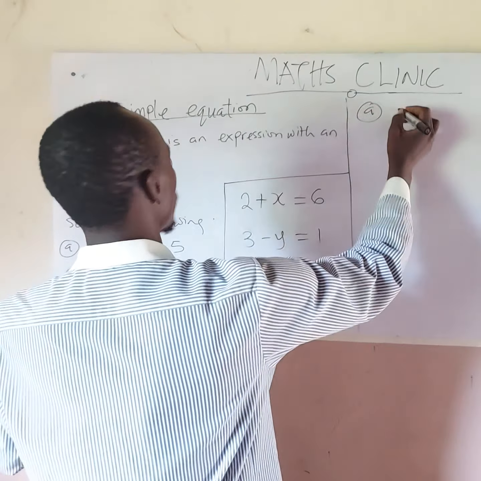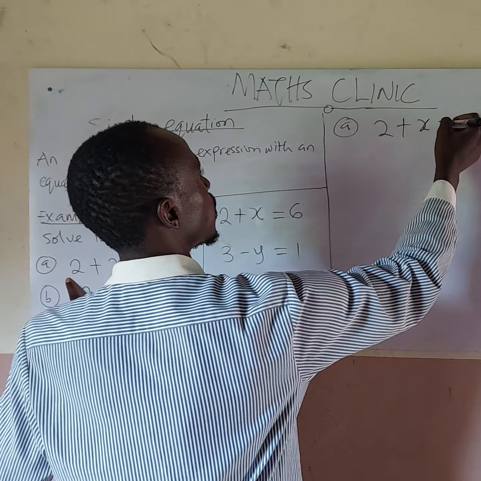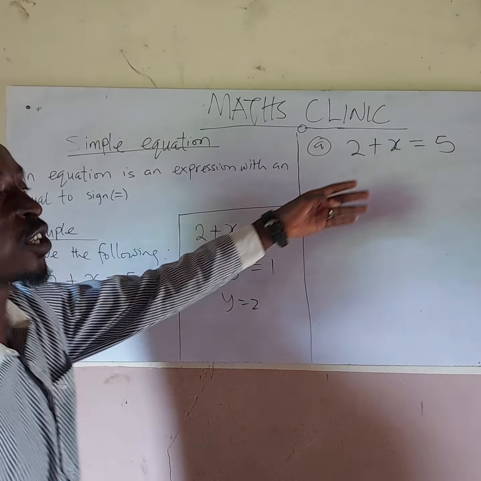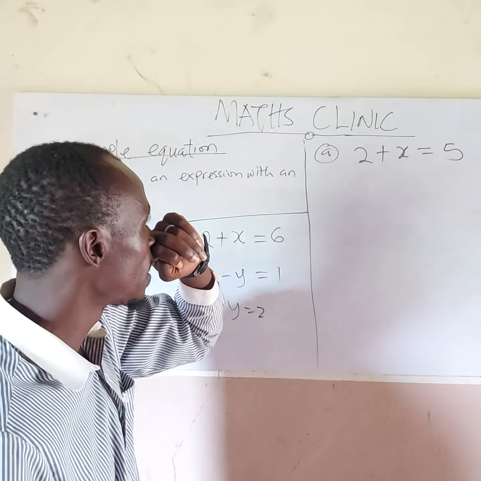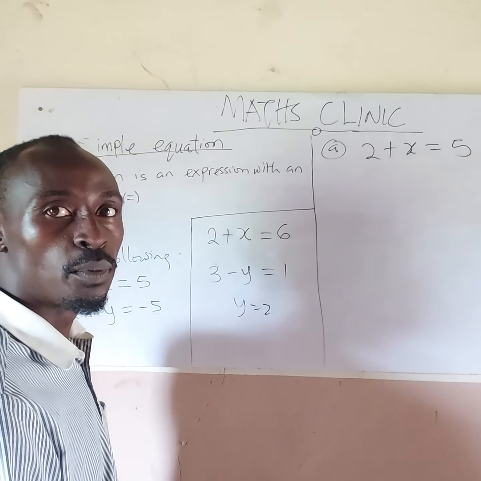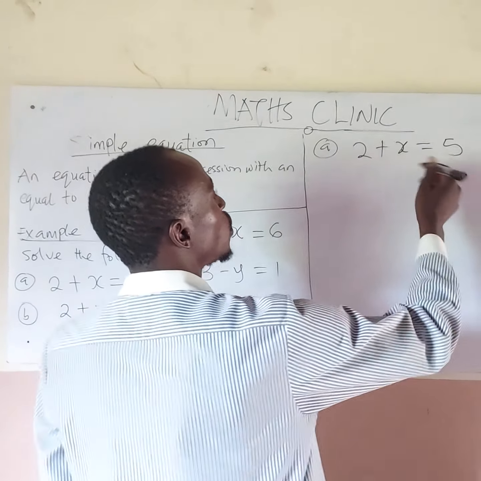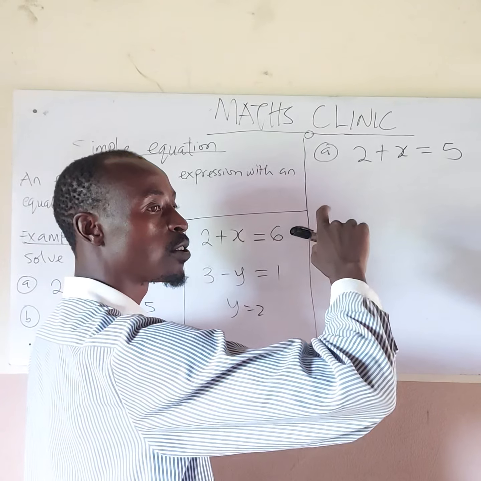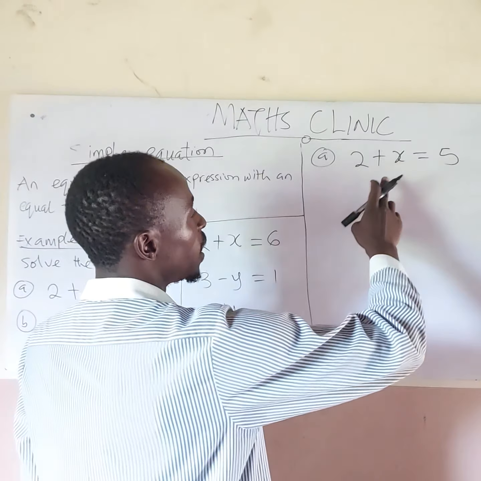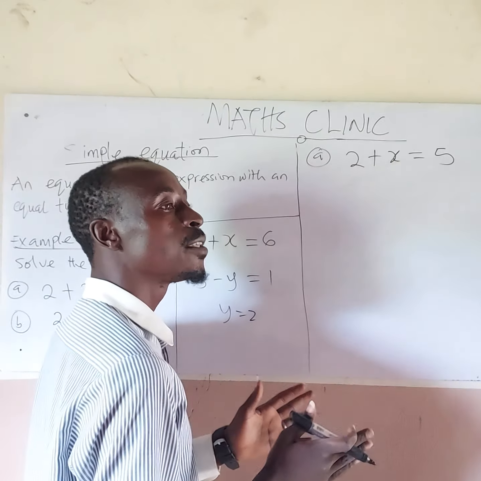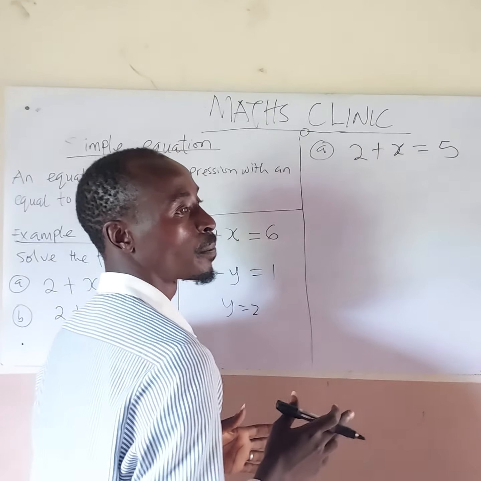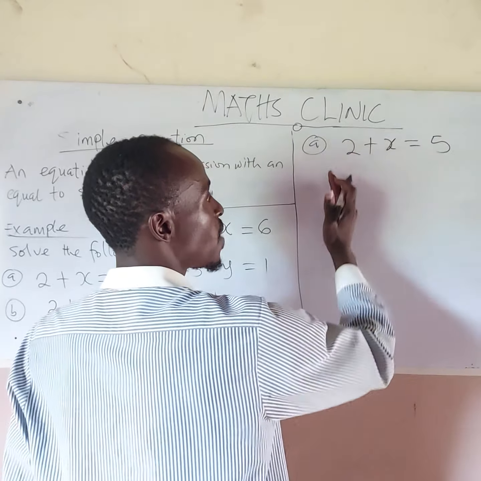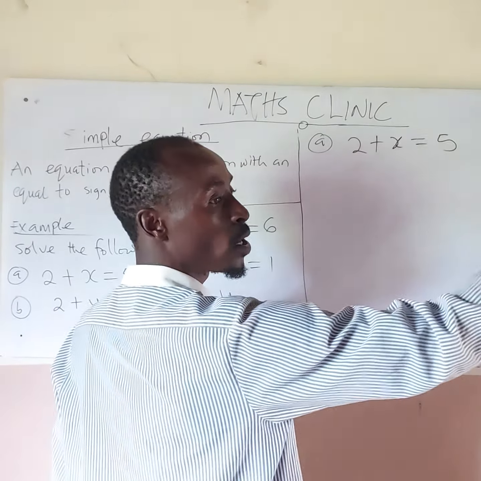We have A here. 2 plus x is equal to 5. I want you to find the value of the unknown, which is x. Now, how do we do that? It's simple. What you need to do here is to collect like terms. I have done a teaching already on collecting like terms. Collecting like terms means what is similar should go to the same side. So now, you have two sides: the left hand side and the right hand side, separated by the equality sign.